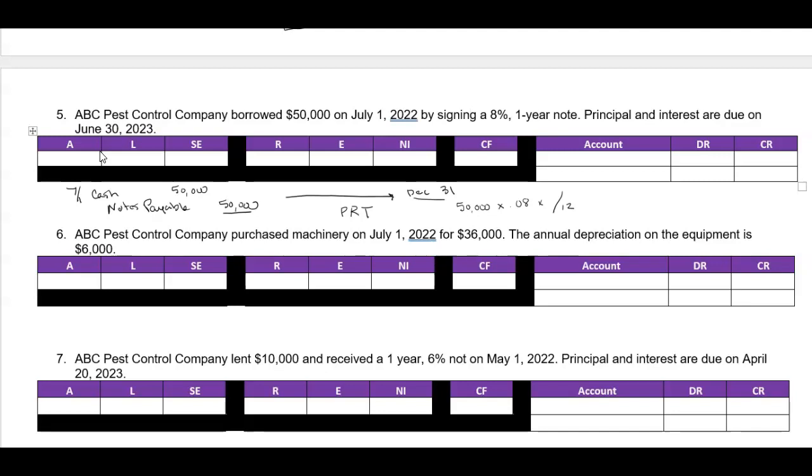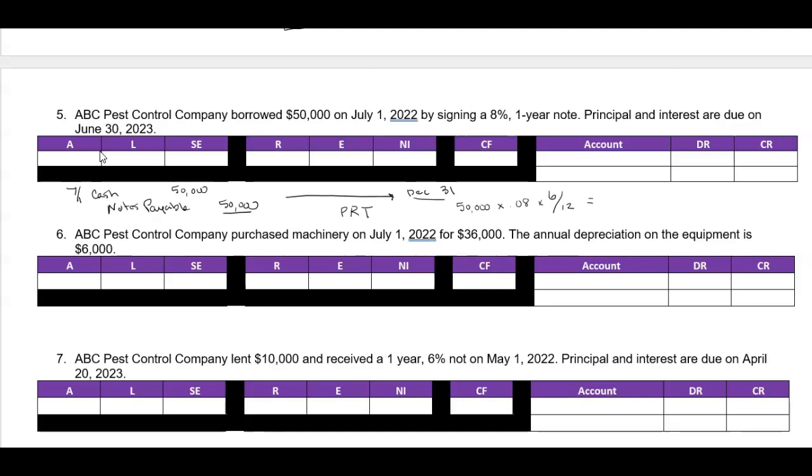So we only need to accrue half of the interest on this note. Okay, or 1/2 or 6/12. That's half a year or 4%. All right, so what I want you to do is, if you don't have a calculator out, you always need a calculator when you're dealing with accounting. So pull out your calculator.